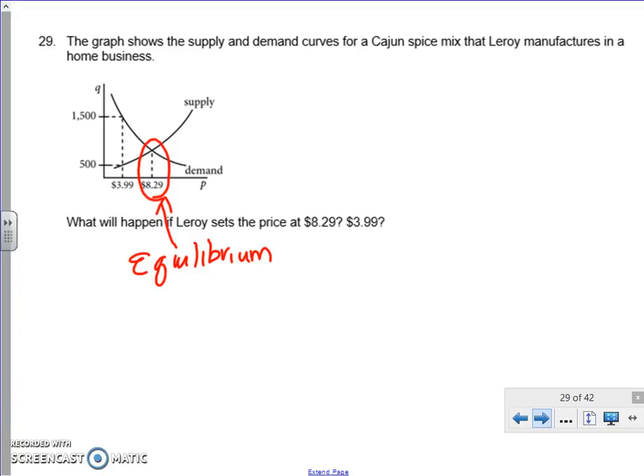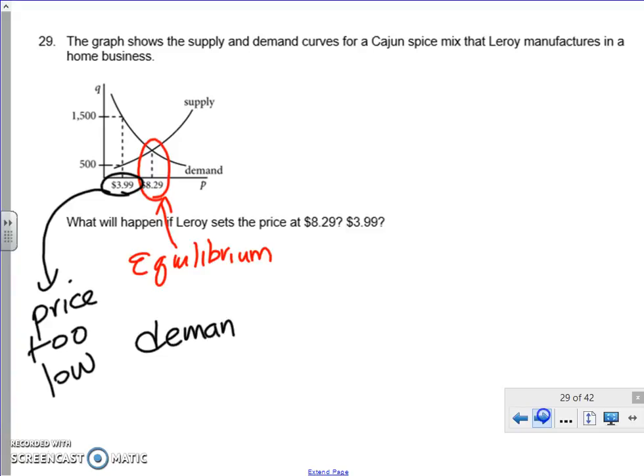So what if we put it at $3.99? At $3.99, the price is too low. And if you think about it, if you have some great deal, let's say you wanted a new iPhone, and for whatever reason Verizon is selling the new iPhone 7 for $100. Well, we all know that that's just not seen anywhere. They're usually closer to $400, $500, $600, $700. So if somebody offered it for $100, you'd be running in to get it as quickly as possible. And so what's going to happen is that the demand, the number of people who want it, is going to exceed the supply.